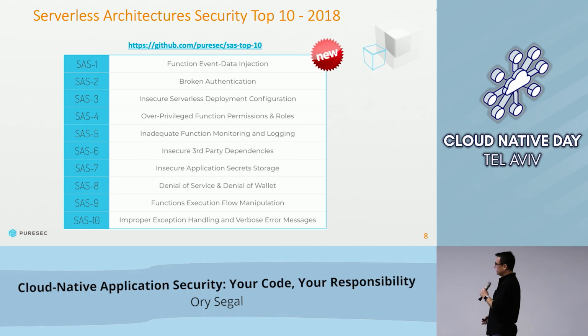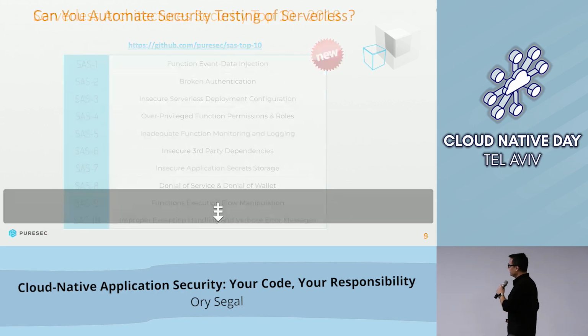So these are the top 10. We only have 30 minutes, and I waited for everyone to join, so we don't have a lot of time. But starting from function event data injection, broken authentication, bad configurations, overprivileged function role permissions, inadequate monitoring, obviously insecure third-party dependencies, secret storage, and so forth. We'll see a few examples of a couple of those now in the demo, and it will make everything a bit more clear. Okay.